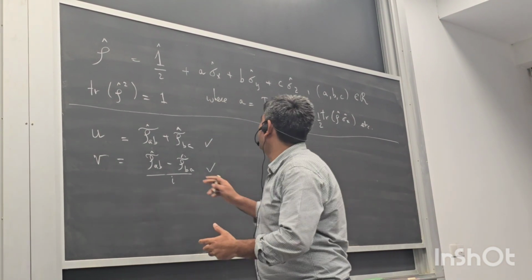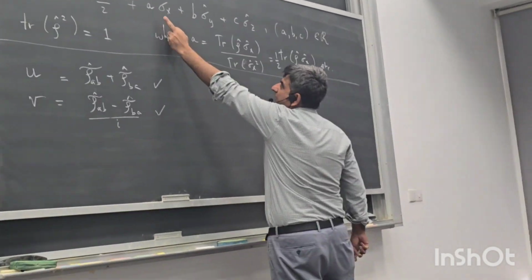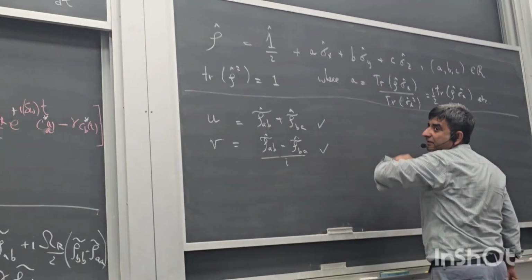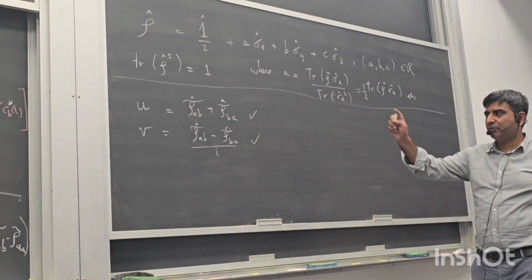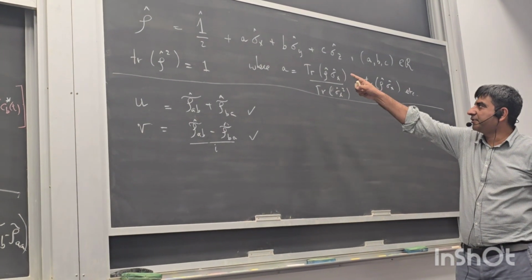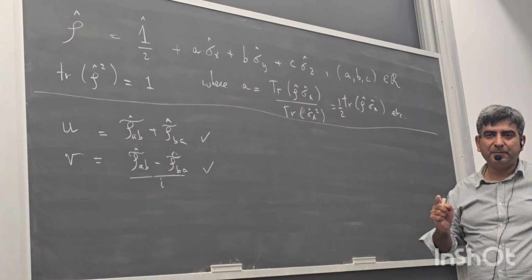And those real numbers you will find can be expressed in terms of A and B. One will be the sum of A and B and one will be the difference of A and B. This will be a homework problem. So how are U and V related to A and B? They will be related.